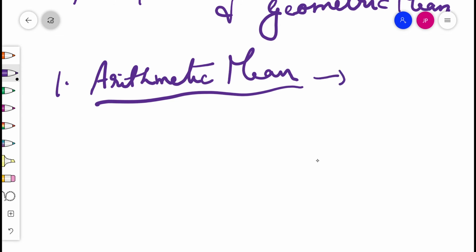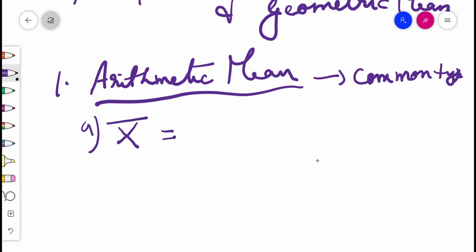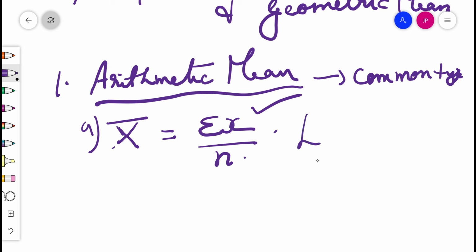It's the most common type of measure of central tendency. How is it obtained? It is obtained by dividing the sum of all observations in a series by the total number of observations. Arithmetic mean is represented by x bar equal to the sum of all observations divided by the number of observations, sigma x by n. So x bar equals sigma x, the sum total of the observations, by n, the number of observations. This is the direct method.